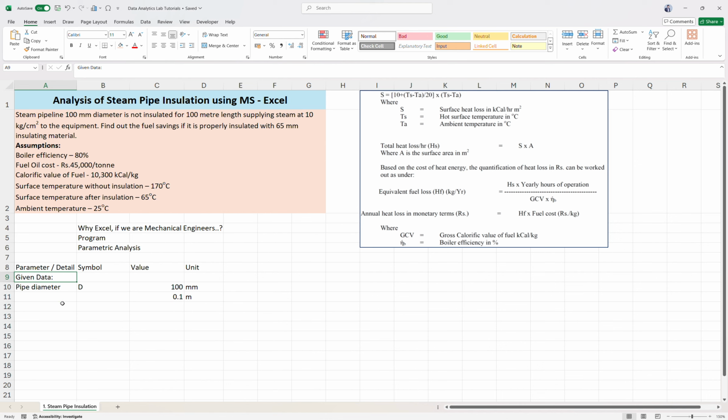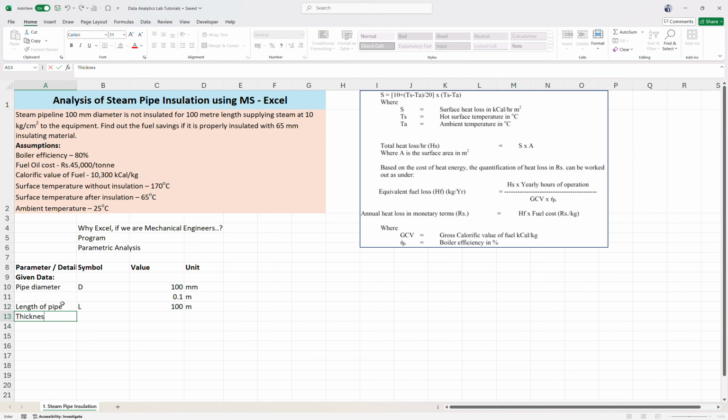Next parameter of the given data, I will just mark this as header of my table. Next parameter is length of pipe. It will be indicated by capital L or small l, choice is yours. The value is 100 and the unit is meter. No conversion is needed. Steam supply pressure is not necessary for us. It is not part of our calculation right now.